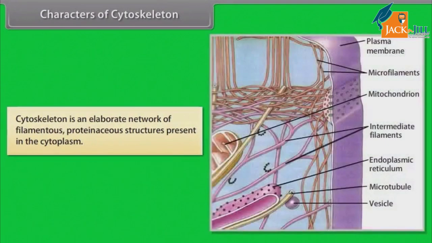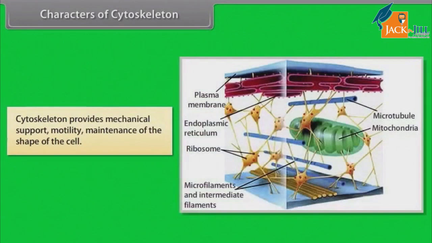Characters of cytoskeleton. Cytoskeleton is an elaborate network of filamentous, proteinaceous structures present in the cytoplasm. Cytoskeleton provides mechanical support, motility, maintenance of the shape of the cell.